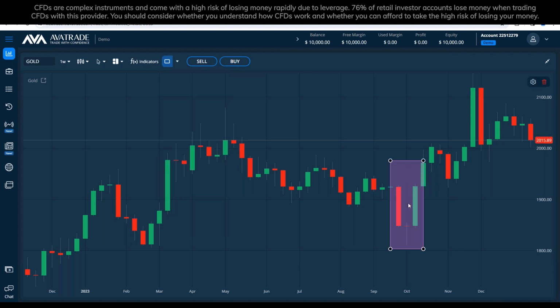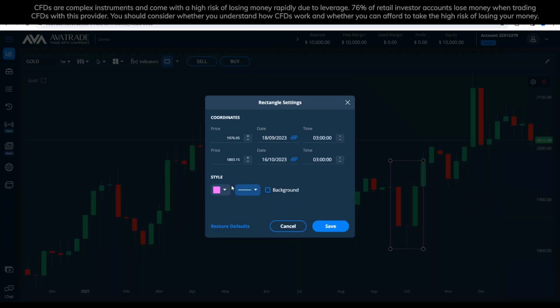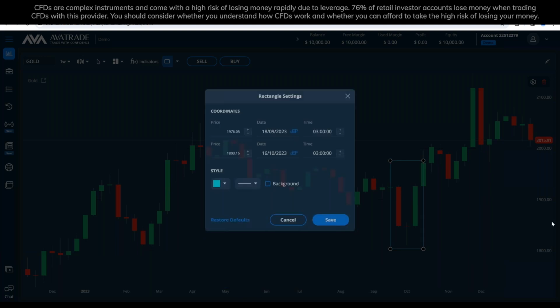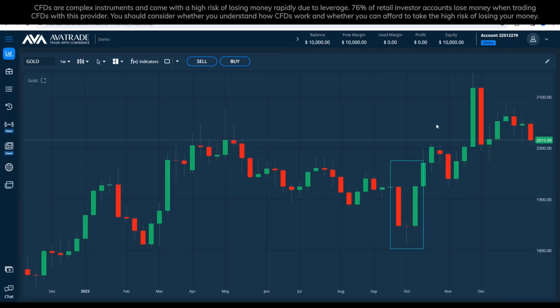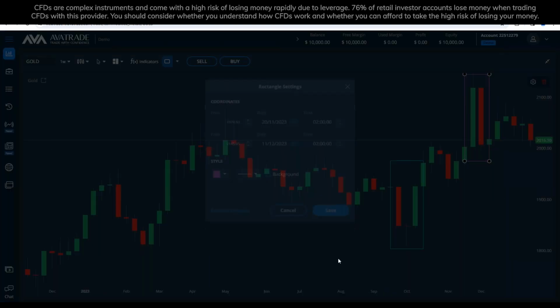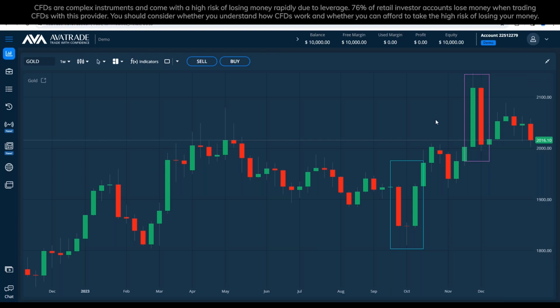Just gonna capture this with a rectangle, get rid of the background and make it turquoise. Why not? Okay, so those particular cases, guys, will it let us do that? Yes, with no issues. Okay, those two cases can easily be a result of something fundamental. The interest rate, a war.